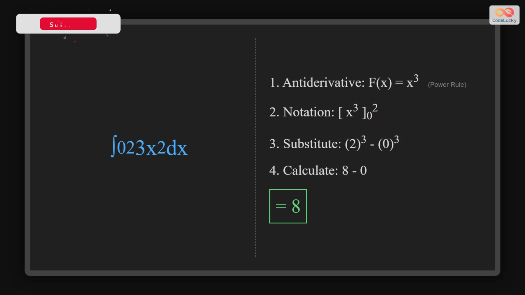Let's try an example. We want to find the integral from 0 to 2 of 3x squared. First, we find the antiderivative of 3x squared, which is simply x cubed. We use square brackets to show we are about to evaluate. Next, we plug in the top number 2, giving us 2 cubed. Then we subtract the bottom number, 0 cubed. The result is 8 minus 0, which equals 8.